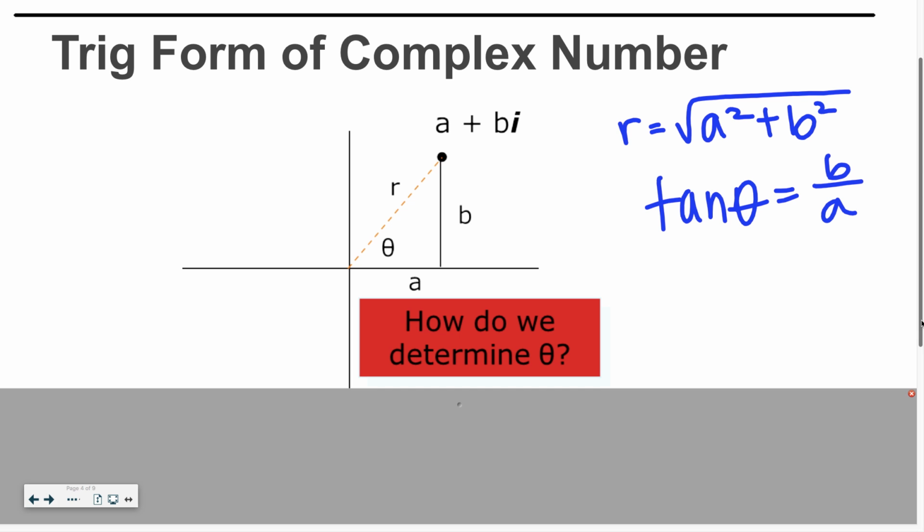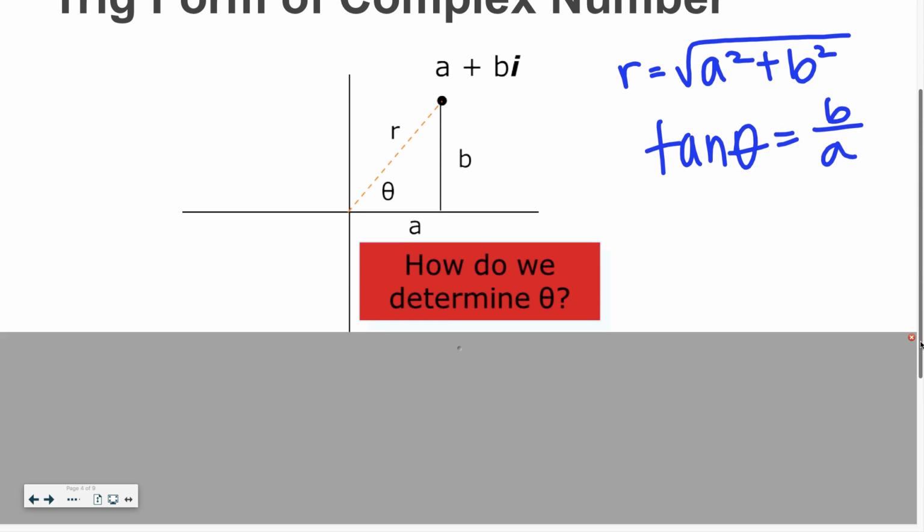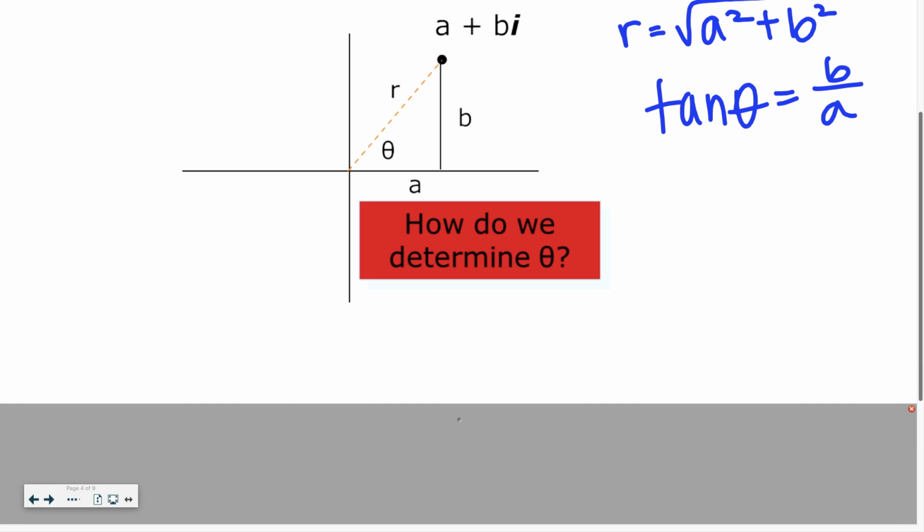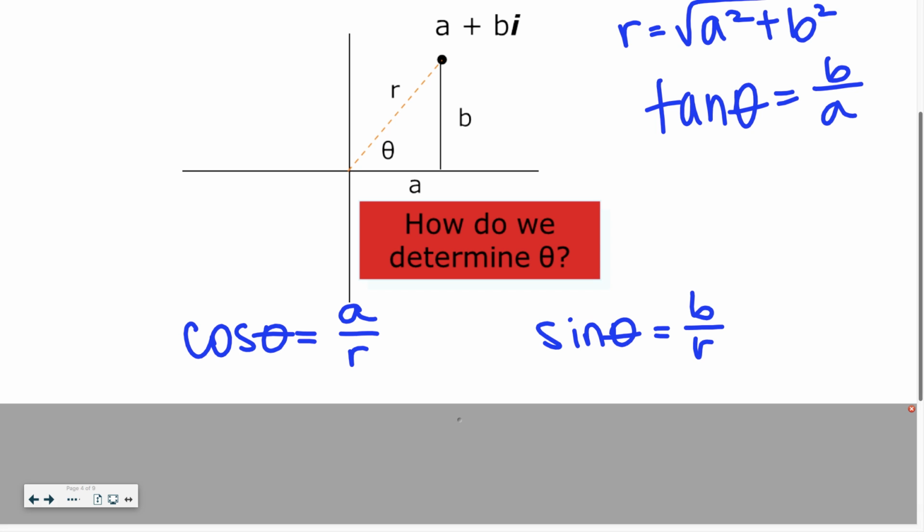So here on the next slide, I am going to ask you to take a number and write it into trigonometric form. Well, what does trigonometric complex form look like? Let's take this picture and let's write a and b in terms of some trigonometric function. We've already talked about the tangent. We know that the cosine of theta is the ratio a over r, and we know that the sine ratio is b over r.